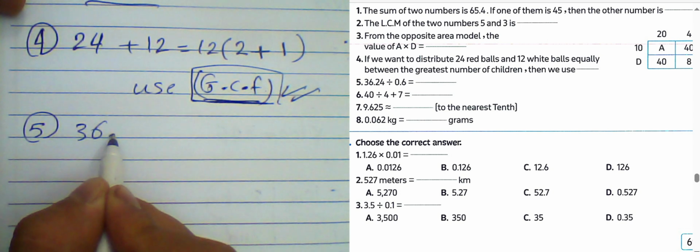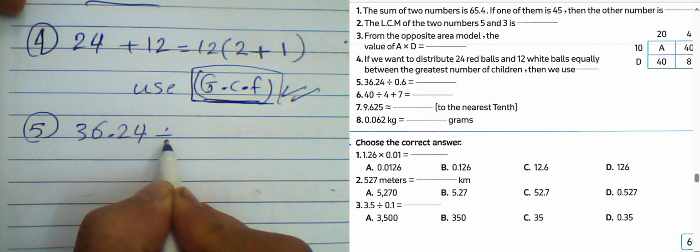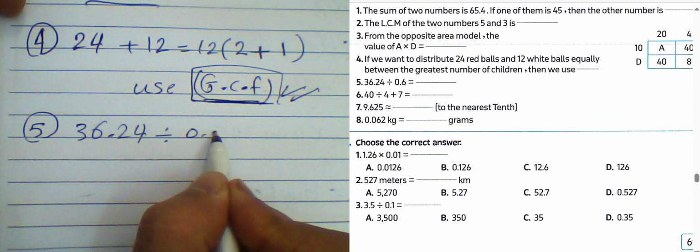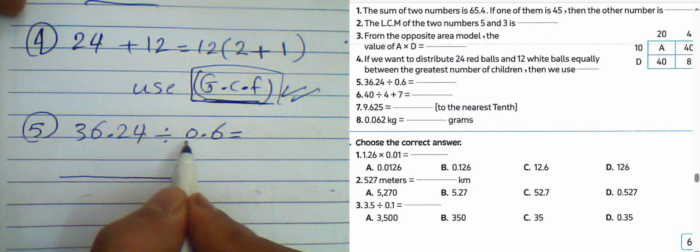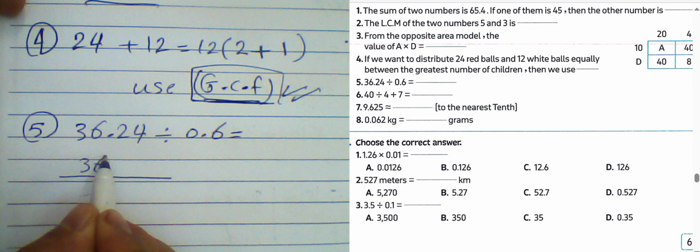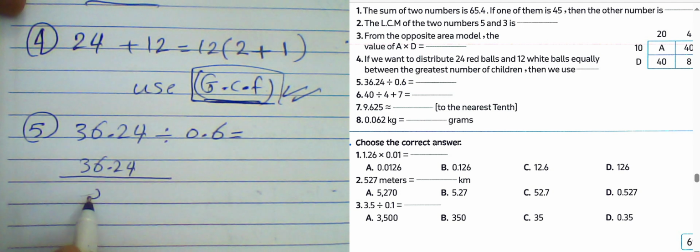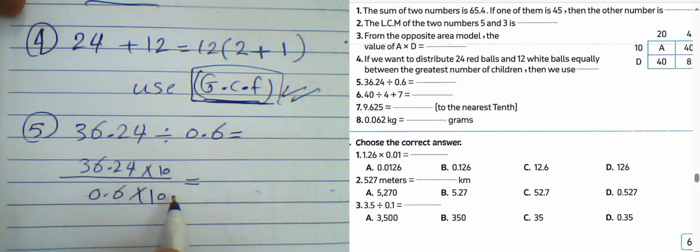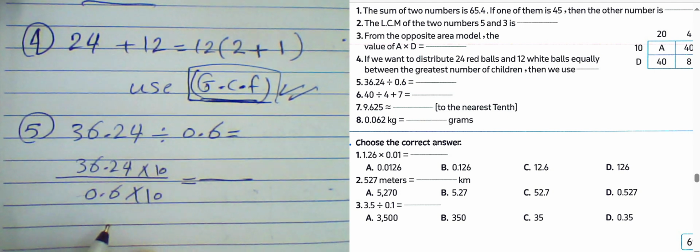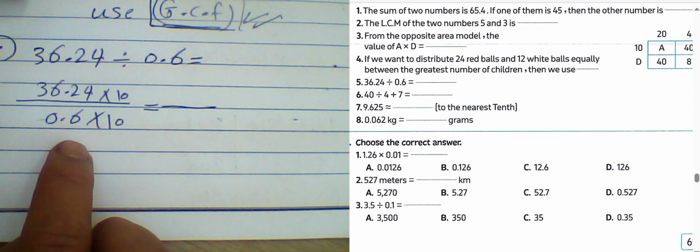36.24 divided by 0.6. In this example, we must multiply the numerator and denominator by 10. 36.24 over 0.6. Product by 10 and product by 10. First step. We must cancel the point.